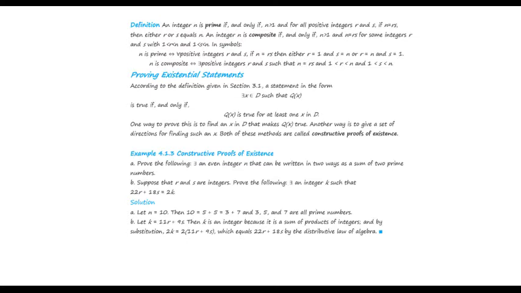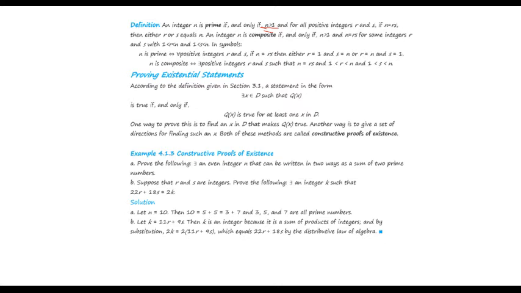Next, we define a prime integer. We say an integer n is prime if and only if first n should be greater than 1. That's the first condition. And then the second condition is for all positive integers r and s, if n is equal to rs, then either r or s equals n.